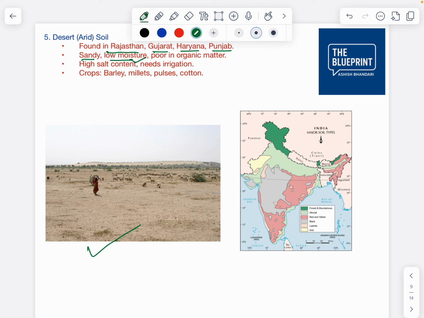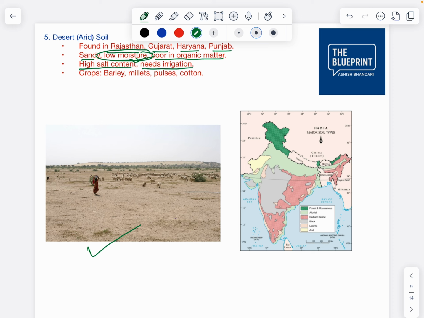The evapotranspiration rate is very high, and because of the evaporation and capillary action, the salts which are under the soil rise above. Because it is dry, it tries to fetch water from the underground, and the salts also come out. So it is very salty and very saline. You can see high salt content and it needs irrigation, right?